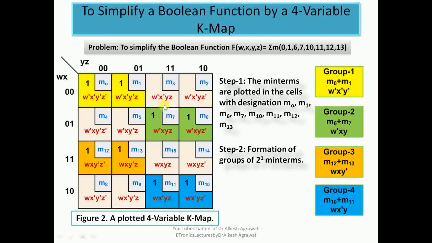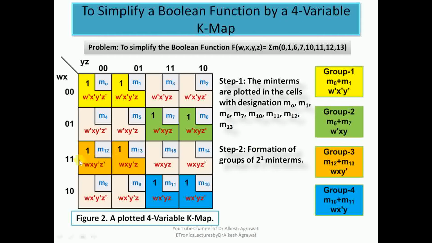If we focus on this group, here again W and X are fixed to 0, 1. So in the final expression we get W bar X. Again we focus on two cells in terms of YZ. So again Y is fixed and Z is changing, so Z will be removed and what is left is only Y. So we have W bar X and Y. This is the second reduced form.